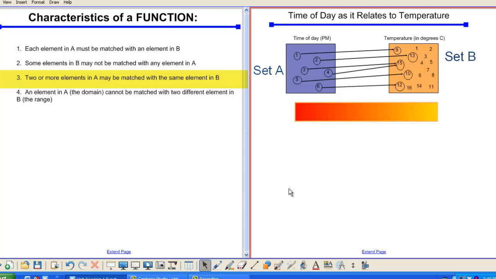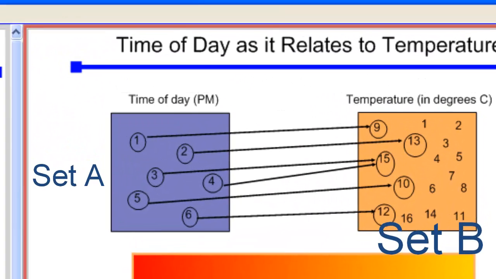Here's what's going on at 3 and 4 o'clock. Sometimes in the afternoon you don't have a change in temperature. So it's okay for the 3 to be paired with the 15 and the 4 to be paired with the 15, because the idea is at 3 o'clock still only one temperature is outputted. And at 4 o'clock only one temperature is outputted, even though it's the same temperature.